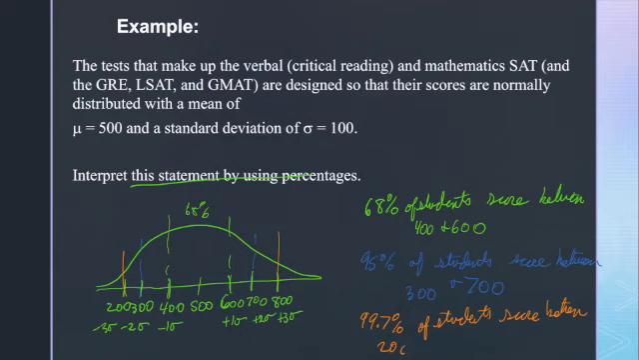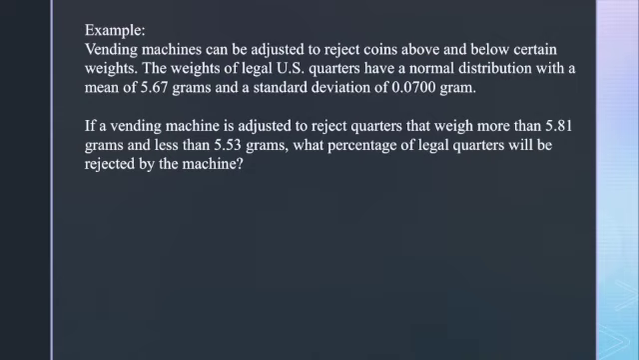Vending machines in the U.S. can be adjusted to reject coins above and below certain weights. So the weight of legal U.S. quarters has a normal distribution with a mean of 5.67 grams and a standard deviation of 0.07 grams. If a vending machine is adjusted to reject quarters that weigh more than 5.81 or less than 5.53 grams, what percentage of legal quarters will be rejected by the machine?